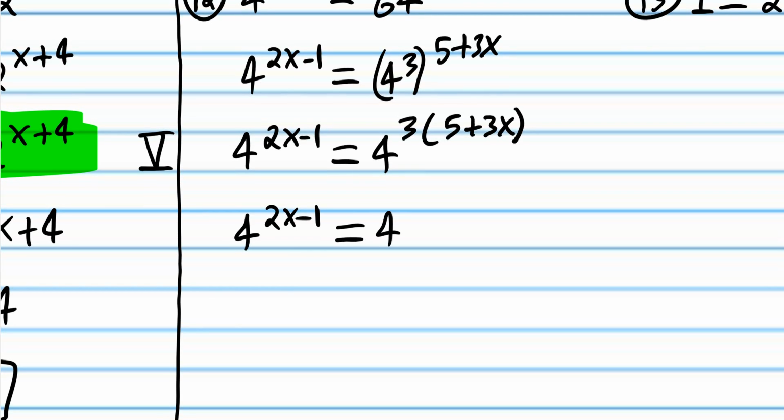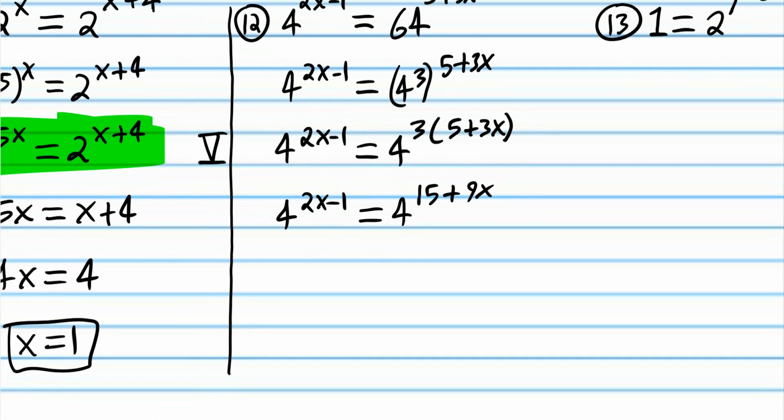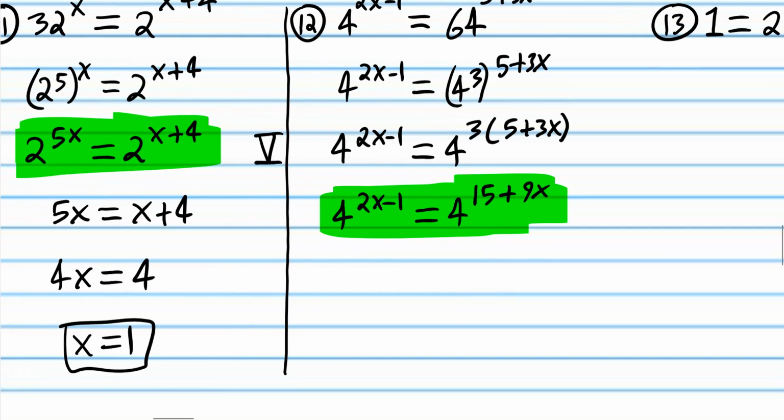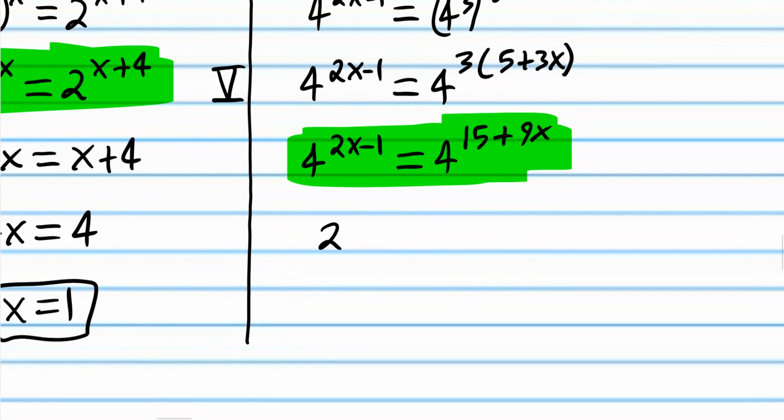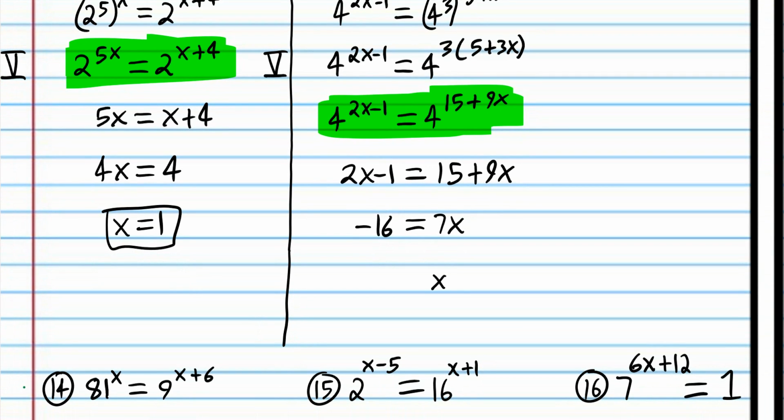So now let's multiply. We're going to have to use the distribution property. 3 times 5 is 15. 3 times 3x is 9x. And so now we're at that crucial point where we see that we have exponential expressions that are equal to each other and we have the same base, so we just get rid of the bases. So now subtract 2x from both sides, subtract 15 from both sides, and x is equal to negative 16 over 7.